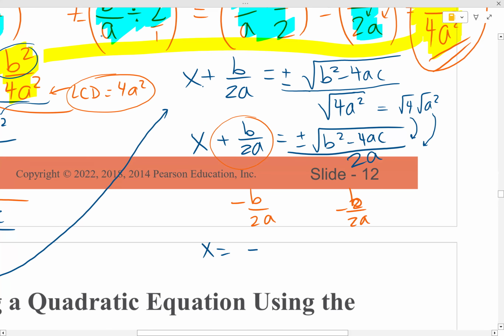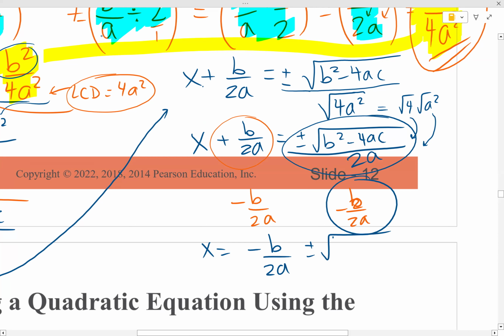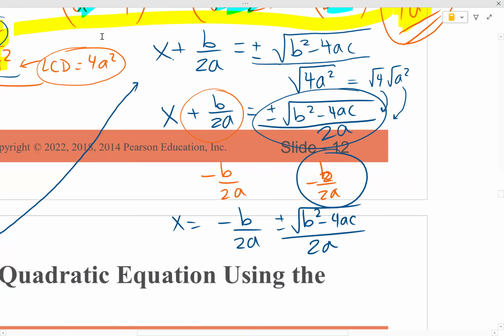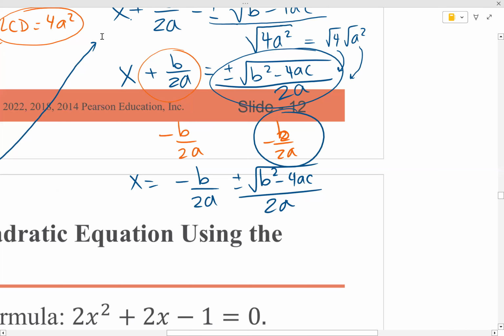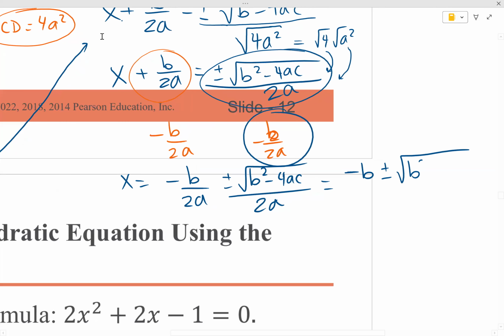X equals, I have negative b over 2a. And then I have plus or minus this thing, plus or minus the square root of b squared minus 4ac over 2a. And we just kind of got lucky in a way that these two fractions have the same denominator. I can put them together, negative b plus or minus the square root of b squared minus 4ac over 2a. And that's the quadratic formula.